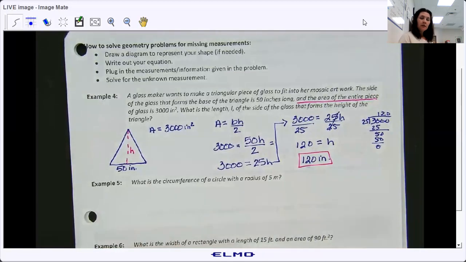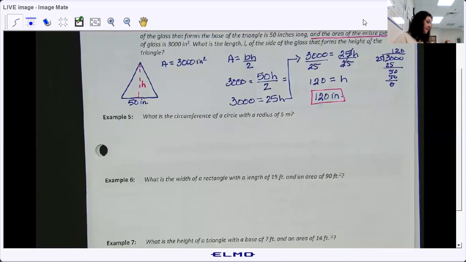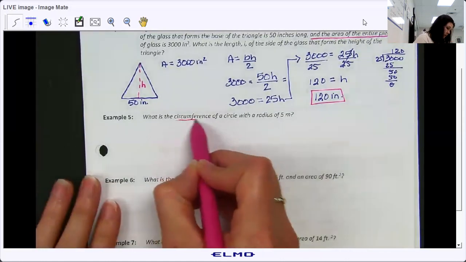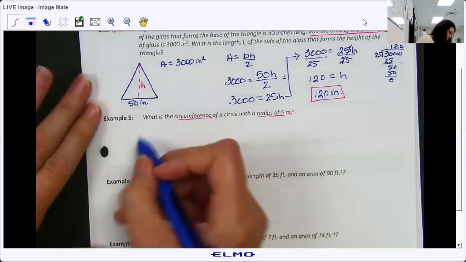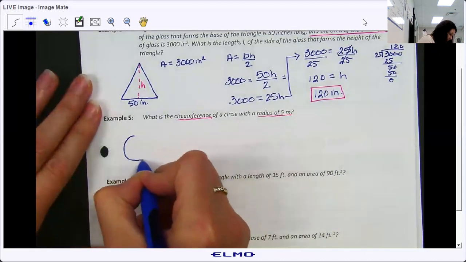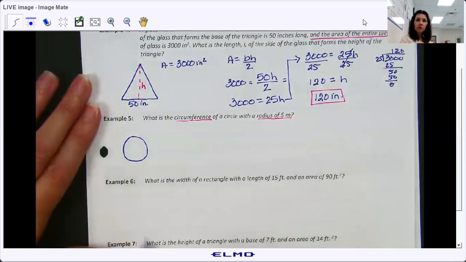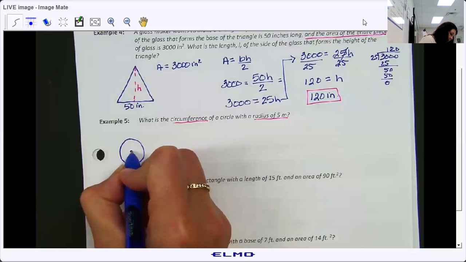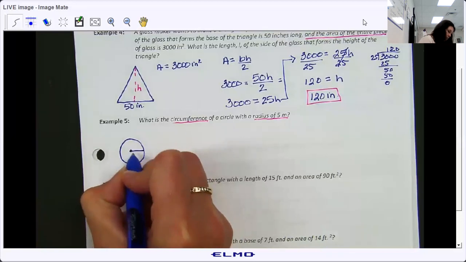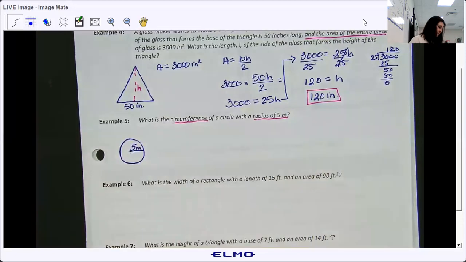All right. Let's go ahead and go to example 5. What is the circumference of a circle with a radius of 5? So I'm going to draw out my circle, and it's asking for the circumference. The circumference is the distance around the circle. Another name for that would be perimeter. But it does have a radius here. Radius is half the distance from the center of the circle to the outer edge, of 5 meters.